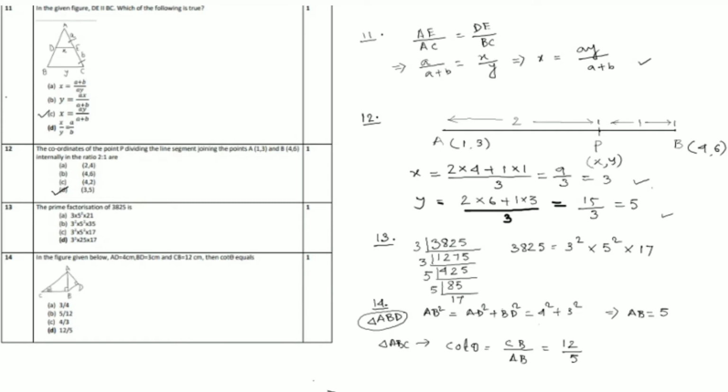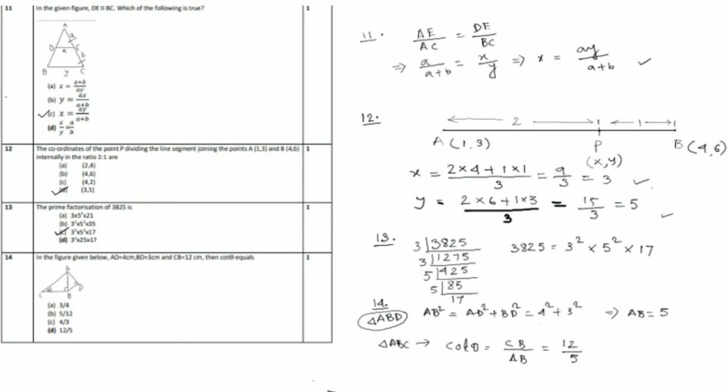The prime factorization of 3825 is what? Here I factorize 3825. You can see here, and it is 3 square into 5 square into 17. So which option will be right? It will be number C. Okay. Next, 14 number.